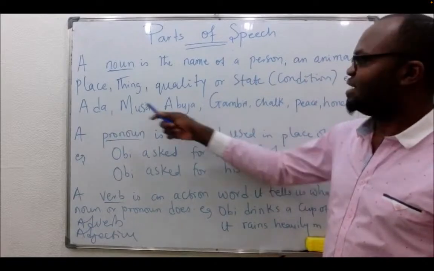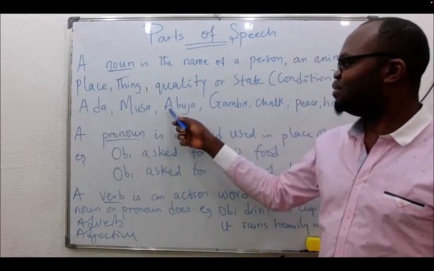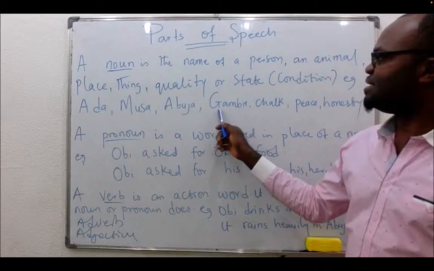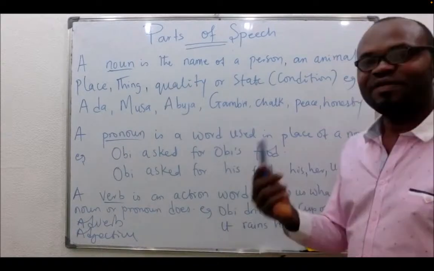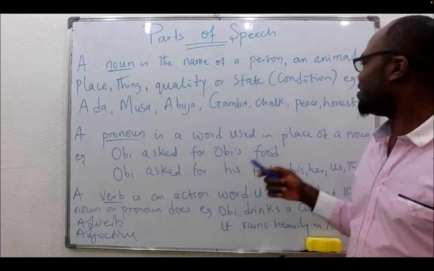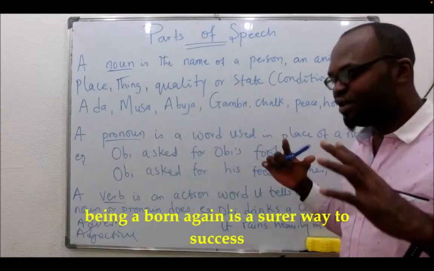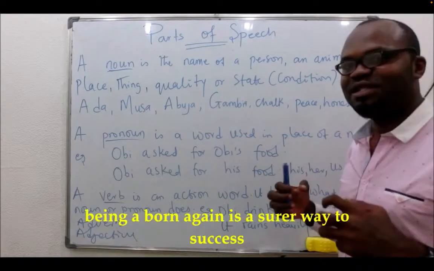Abuja is the name of a place, the city where we are here. So it's the name of a place, so it's also a noun. Gambia is the name of a country, so it's also a noun. Chalk is the name of something that you use in writing, it's also a noun. Peace is the name of a state or condition of mind where you are very calm. Honesty is the state of being truthful, and that is also a noun.